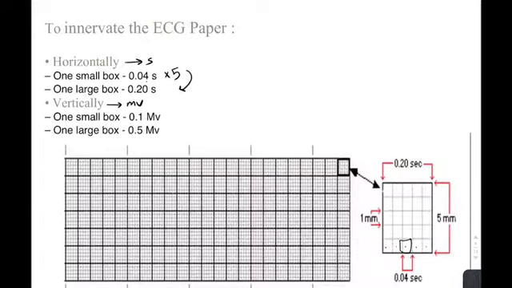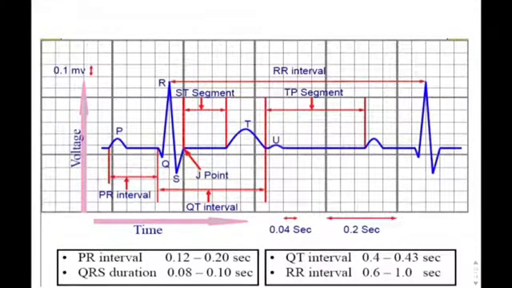Vertically, one small square equals 0.1 millivolt. So 1, 2, 3, 4, 5. So 0.1 multiplied by 5 equals 0.5 millivolts. So to summarize, each small square horizontally equals 0.04 second and vertically equals 0.1 millivolt. To take an example, we will calculate different intervals and different waves in the ECG.